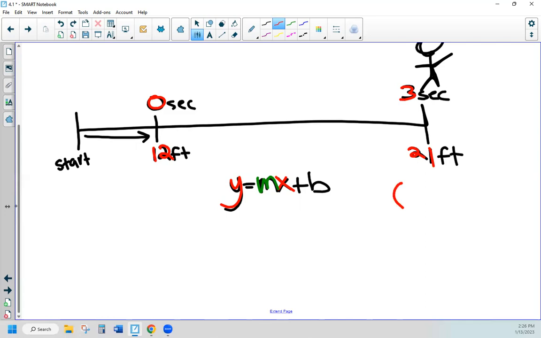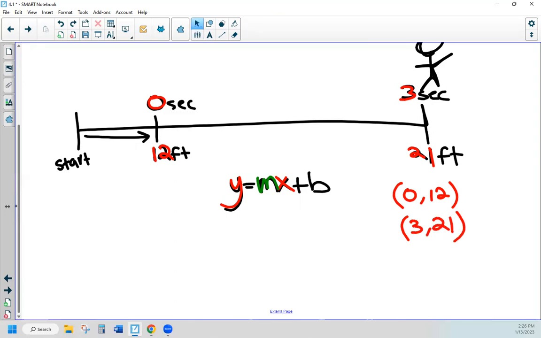So what we can do is use any of those points, (0, 12), and let me make sure I'm using seconds as my x. Yeah, so my time is going to be x, and my distance is going to be y. Always use time as the x value, and then everything else as your y value. All right, so we have two options. We have these 2 points that I wrote right here on the side.